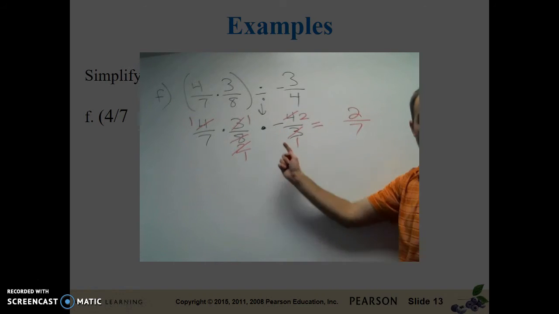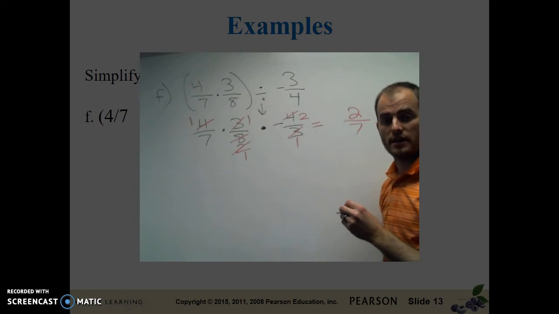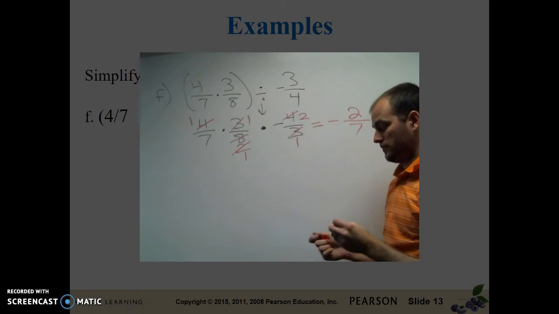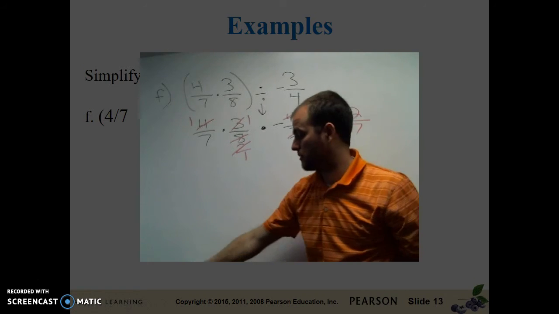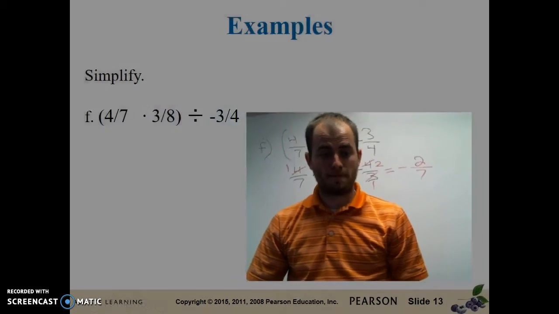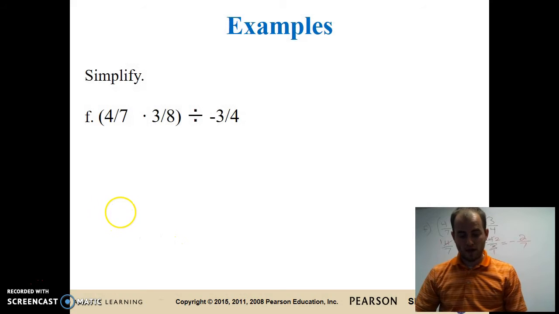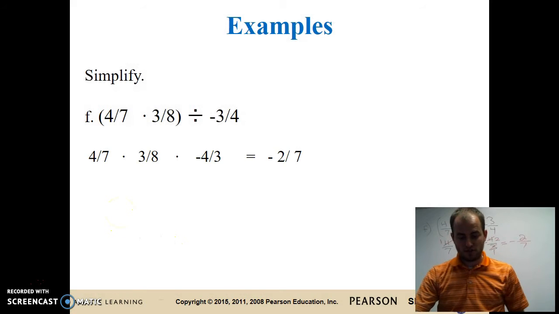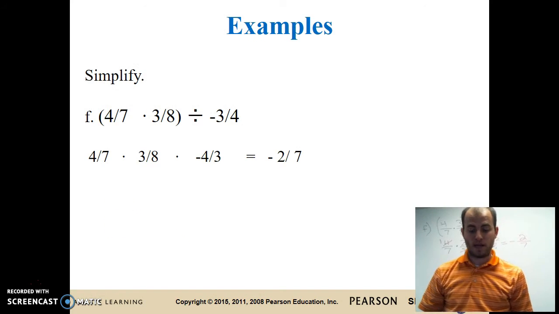And don't forget there's 1 negative. Remember, if there's 1 negative, the answer is negative. 2 negatives would multiply to a positive. 3 negatives would multiply to a negative. Okay, so why don't you try to do letter G on your paper.